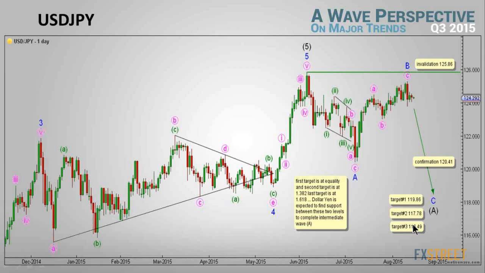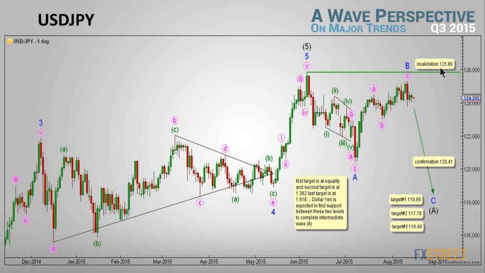We have 3 targets for the completion of wave C blue. The first target is at 119.86, as at that level wave C blue will reach equality with wave A blue, and the second target is at 117.78, as at that level wave C blue will reach 1.38 the length of wave A blue, and this is a common target for C waves in a flat correction. The final target, which should provide support for the dollar yen, is at 116.49, as at that level wave C blue will reach 1.618 the length of wave A blue.